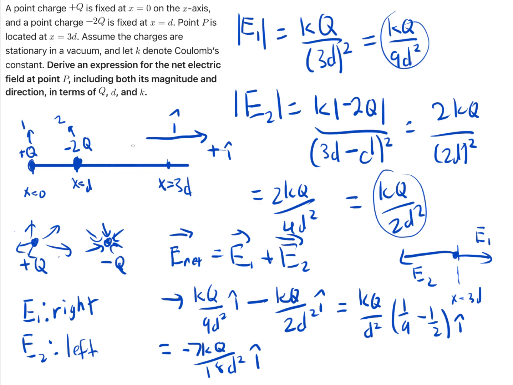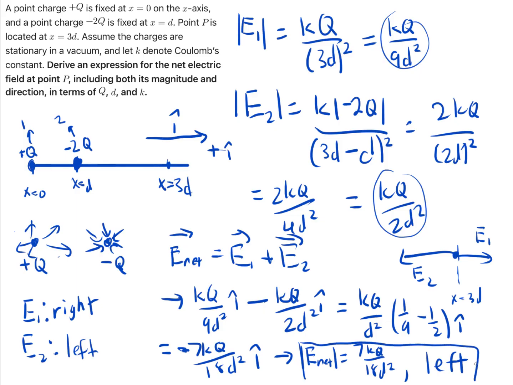And i hat denotes the positive x direction towards the right. Since this sign is negative, that means the magnitude is just 7kq over 18d squared, and it's going to be pointing towards the left. And that is how you would solve this problem here.